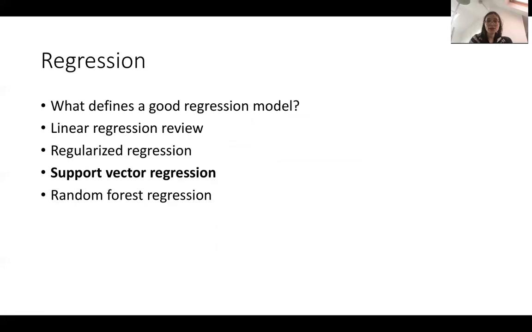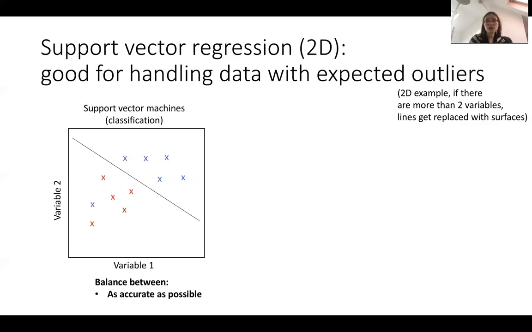Next, we'll cover support vector regression. Here I'm giving you an example of support vector regression in 2D, but the same principles apply when it's more than 2D, except instead of a line, you can replace that with a surface. Recall when we were working with classification, there was a method that we talked about called support vector machines. And as you recall, what support vector machines did was find a line that could be used to split the data into the two categories. So in this case, the blue category and the red category.